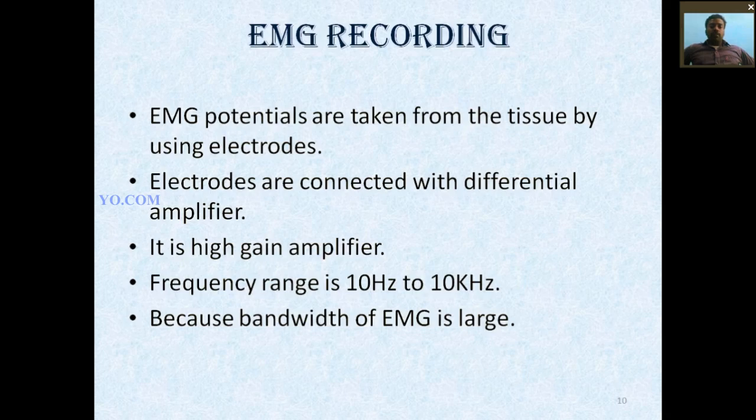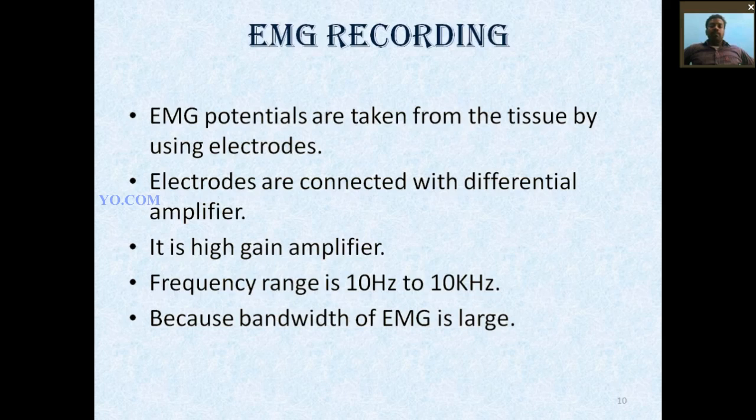If we are getting a 1 millivolt signal from our electrode, that is converted into 1 volt. So it is 1000 times amplified, that is, a millivolt to 1 volt. So that is a high gain amplifier. Frequency ranges from 10 hertz to 10 kilohertz. So high bandwidth is required in measuring electromyogram.